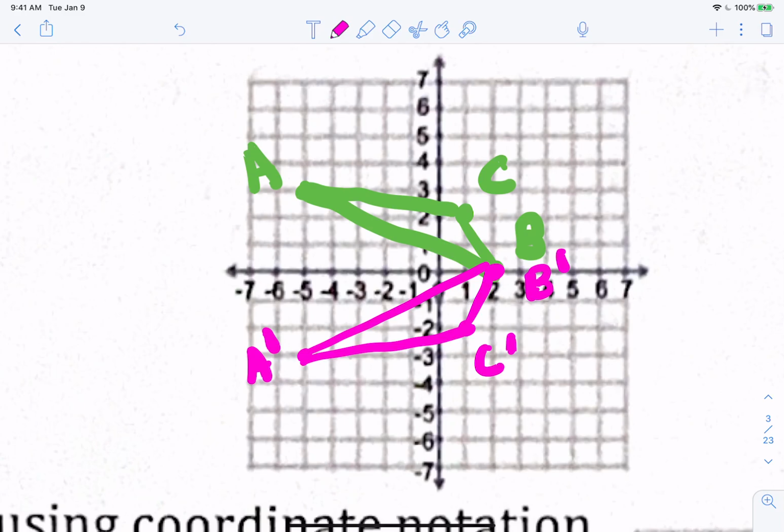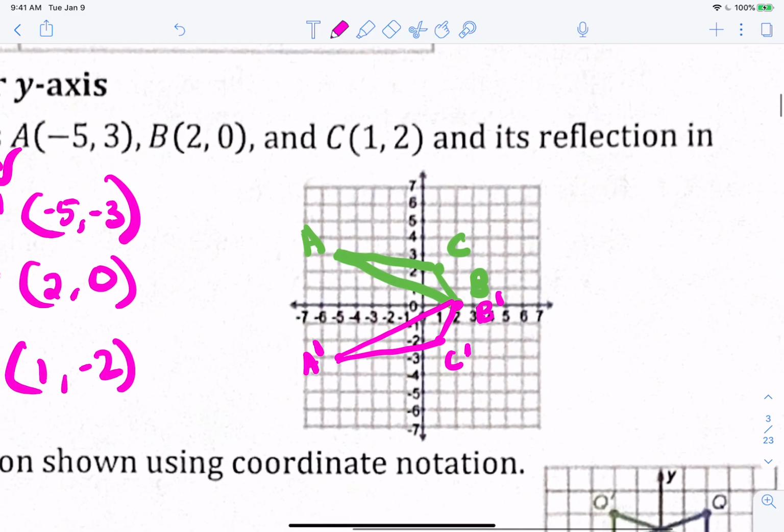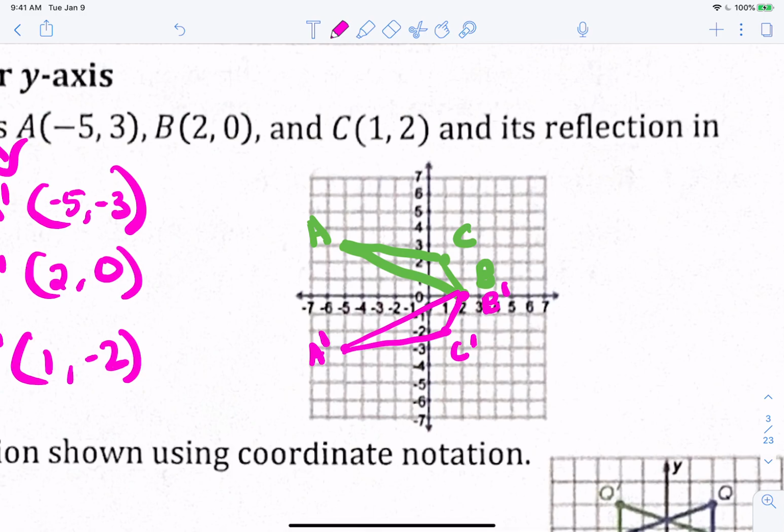So we can do this reflection without actually plotting it first, right? We can do the coordinates first. I'm a little slow at drawing.